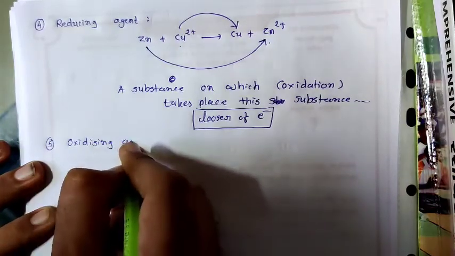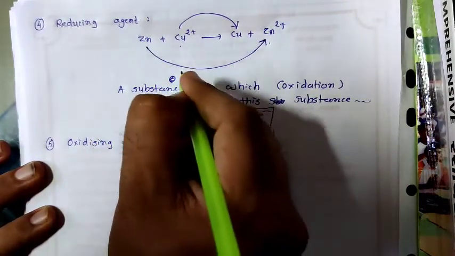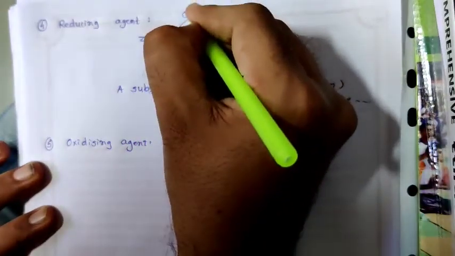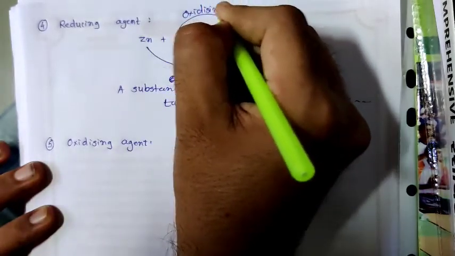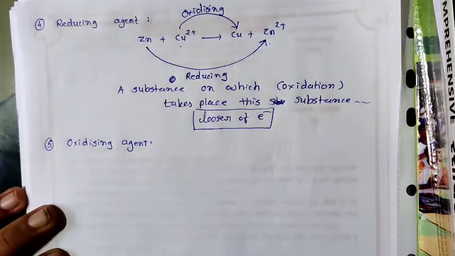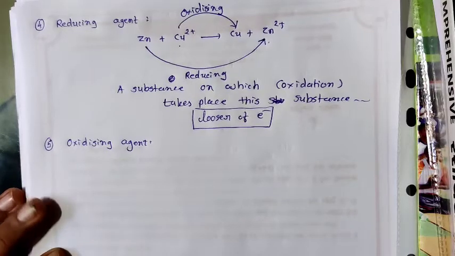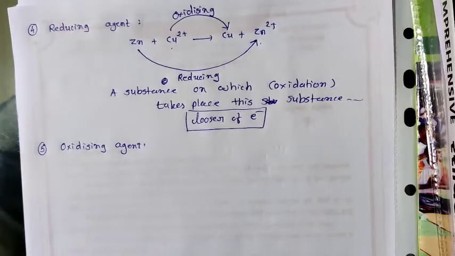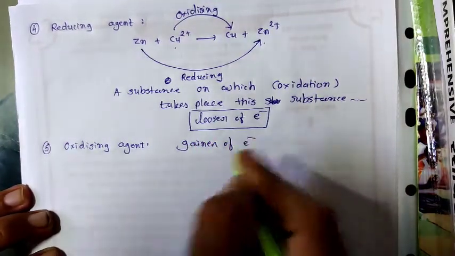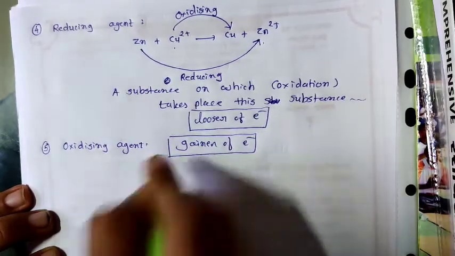oxidizing agent. Here zinc is the reducing agent and this is the oxidizing agent. Cu2 plus is oxidizing while zinc is a reducing agent. So a substance on which the reduction process takes place. Reduction is the name of a process, oxidation is the name of a process, but reducing is the name of a substance. Reducing agent is the loser of electron, and the gainer of electron is known as the oxidizing agent.